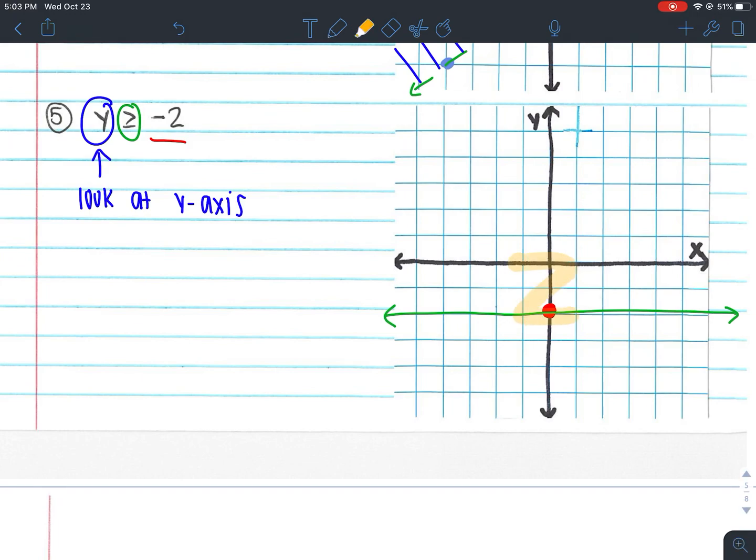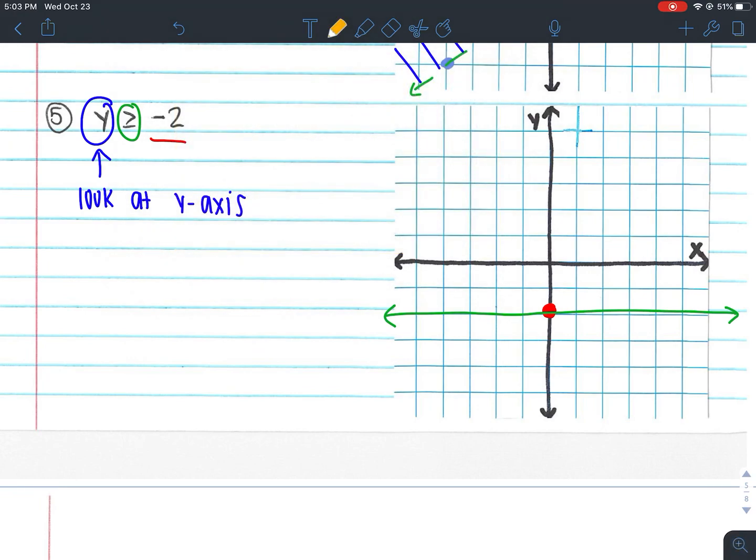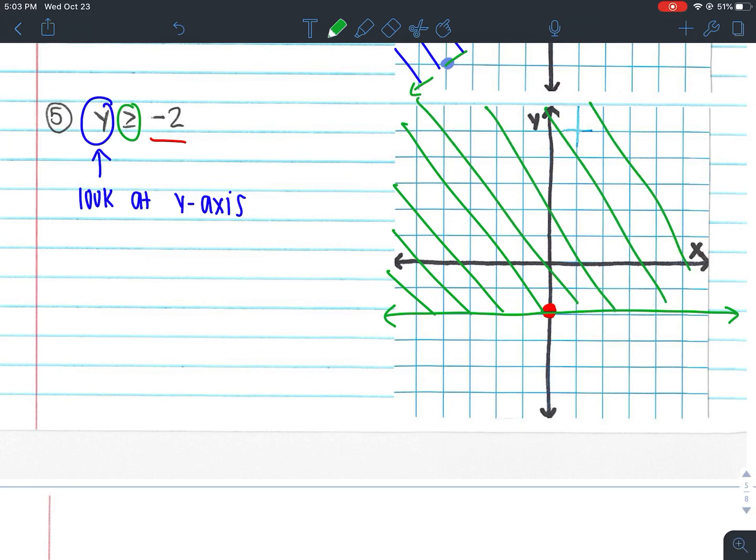And just for fun, what is my slope here? My slope is 0, right? It makes a zero, and if you don't know what I mean, like this. So our line is a horizontal line. And then we also have to shade. Because this is a greater than symbol, I'm going to shade above. So I'm going to shade in this region up here.